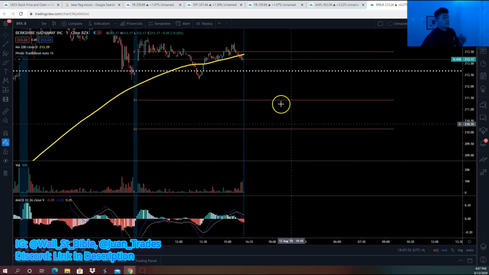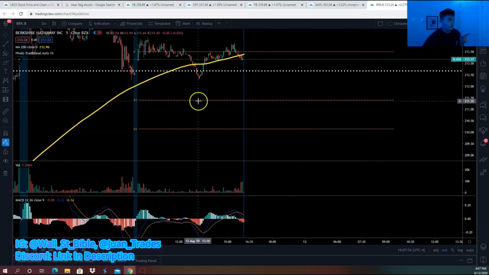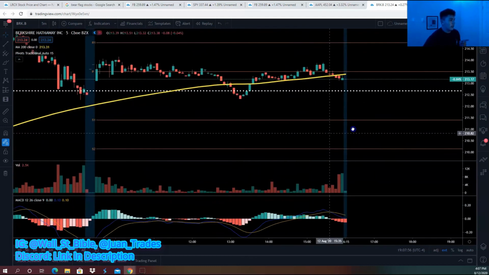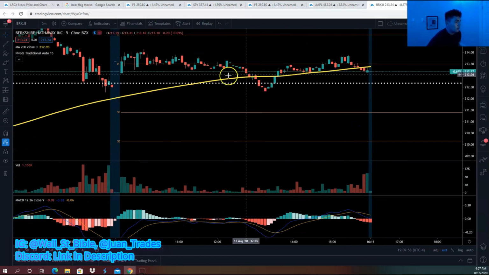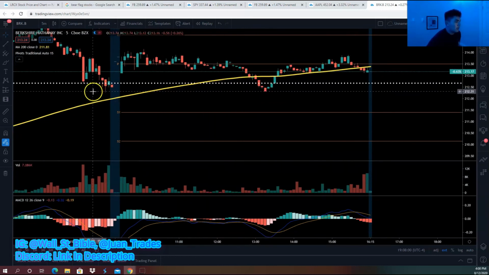Also, I want you guys to pay attention to the volume. Like right here, there was low volume, so it broke below the 200-day moving average, and it also tested this strong support here.